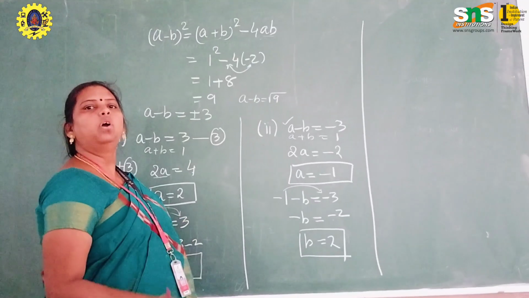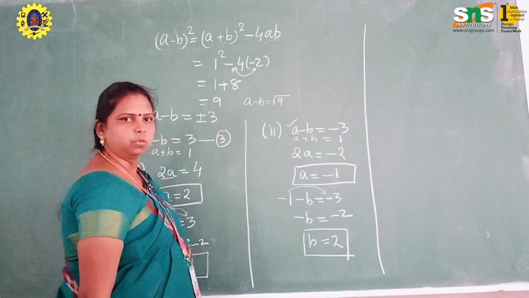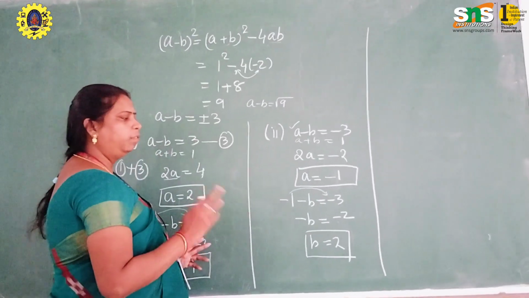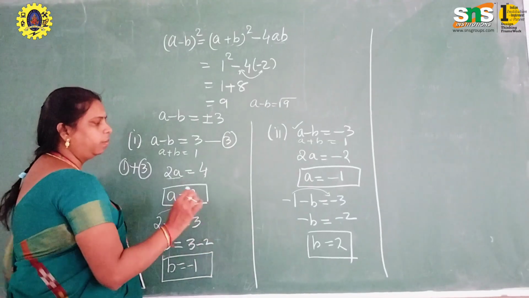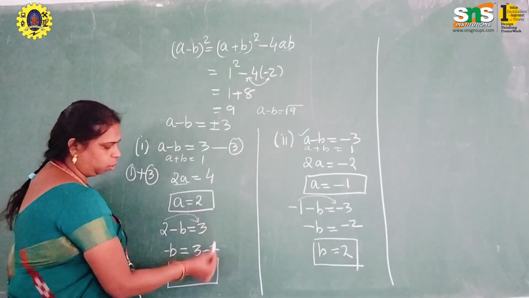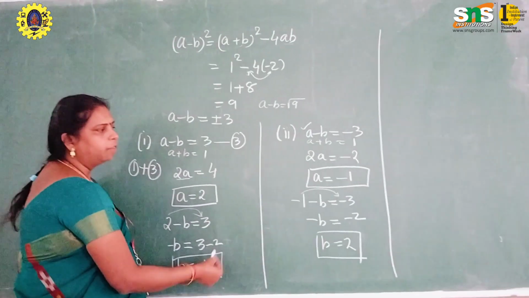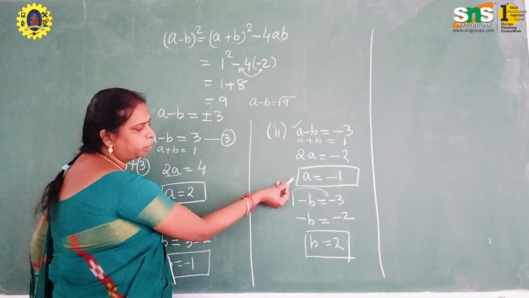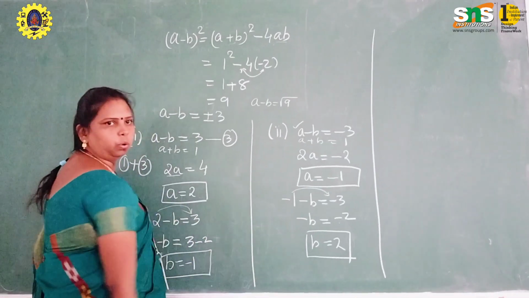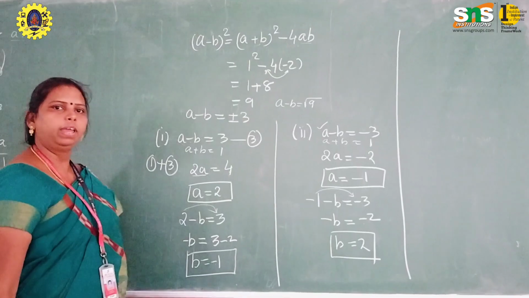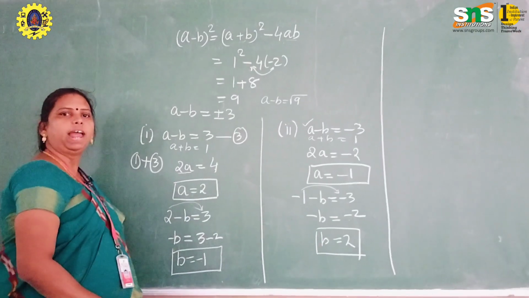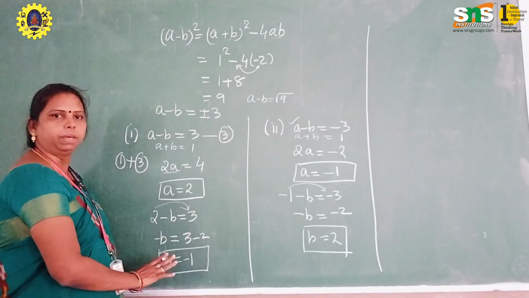So when the cases are different, we get two different sets of values. For the first case, we get A equal to 2 and B equal to minus 1. For the second case, A equal to minus 1 and B equal to 2. Hence, we found the values of A and B. Thank you.